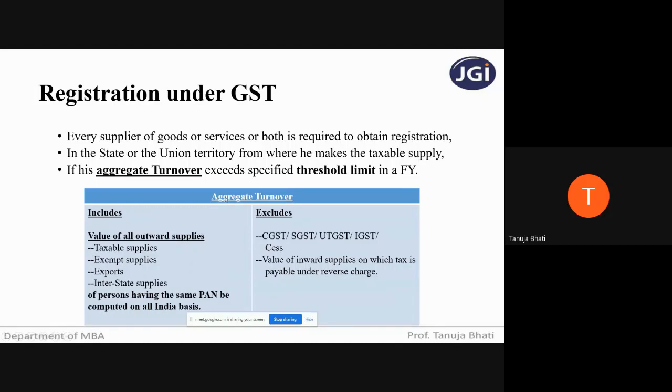So remember students, aggregate turnover includes value of all outward supplies of persons having the same PAN, computed on all India basis. Now what do you mean by this? Suppose I am selling the goods or supplying the taxable supply from the state of Karnataka, and I have my showroom in the state of Maharashtra as well. I have my showroom in the state of Telangana as well. I have my showroom in the state of, suppose, Madhya Pradesh as well.